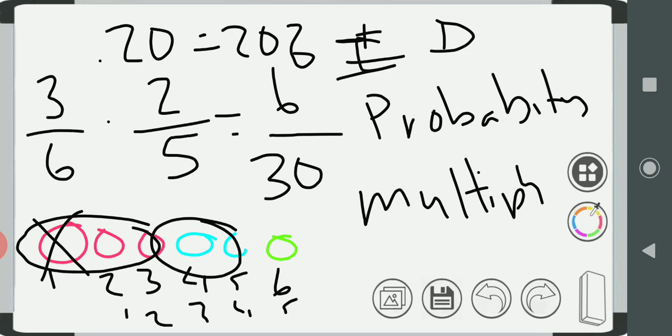So that is how you find the probability of compound probabilities. Independent or dependent, find the probability, and then multiply.